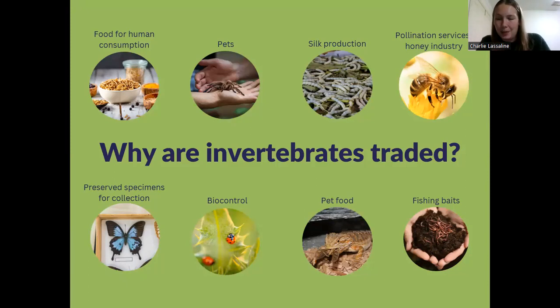So this is when people dry the invertebrates, put them in frames, and have them on their walls or museums display them. For biocontrol, so to control other pest species. For pet food, as you can see, this little bearded dragon here eating a cricket, and for fishing bait, which is most commonly earthworms.